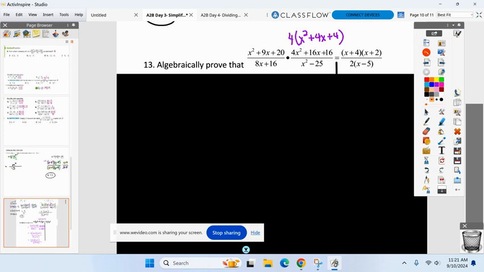x plus 2, x plus 2. It'd be 4 times x plus 2, x plus 2. I'm gonna draw this. And you just cross this stuff out. For the GCF, it's supposed to be x plus 5.